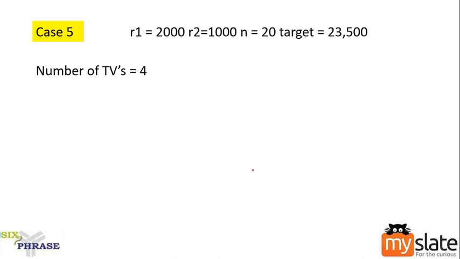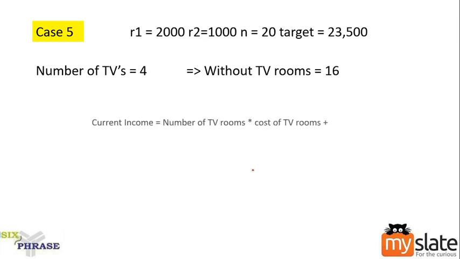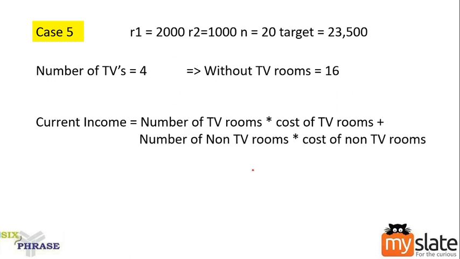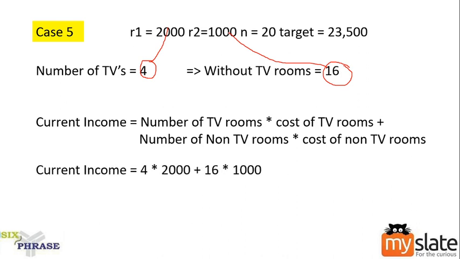When I have 4 TVs, how many non-TV rooms are there? 16 rooms are there without a TV. 4 rooms are with the TV, remaining are without a TV. So how will you calculate the income? Income can be calculated as number of rooms into cost of TV rooms, same as non-TV rooms. 4 TVs, each at the cost of 2000. 16 non-TVs, each at the cost of 1000. So your total cost will be 4 into 2000 plus 16 into 1000, which is 24,000.